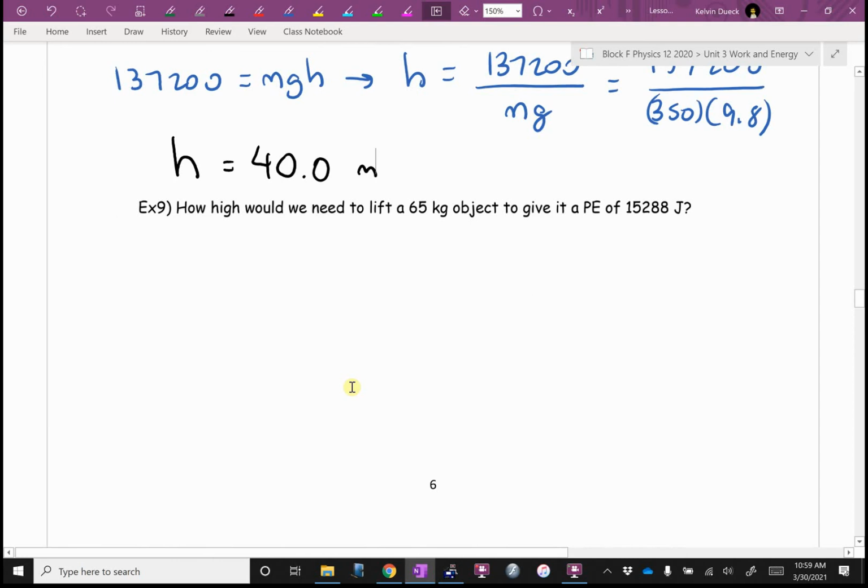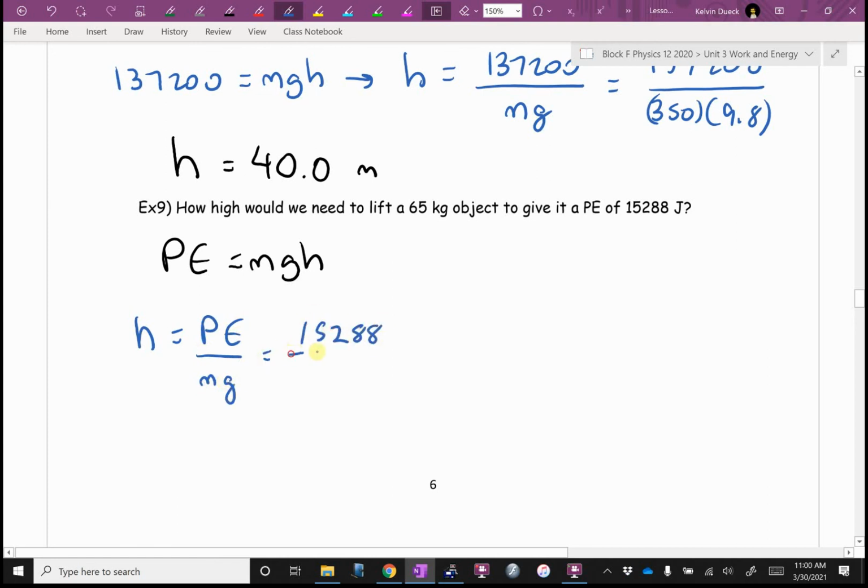How high would we need to lift a 65 kilogram object to give it a potential energy of 15,208 joules? Diego, I think this is the same thing we just did, because this is asking me how high. I think B was also asking how high. So I think PE is mgh. How did we get the H by itself, Diego? More specific? Divide by what? Yeah. Yet another way to find height, and I've given you several over this course, is, I guess, the potential energy divided by mg. It's going to be 15,288 divided by 65 times 9.8.